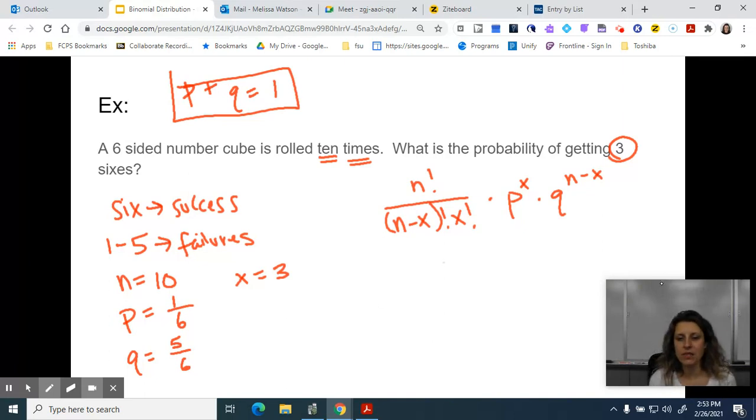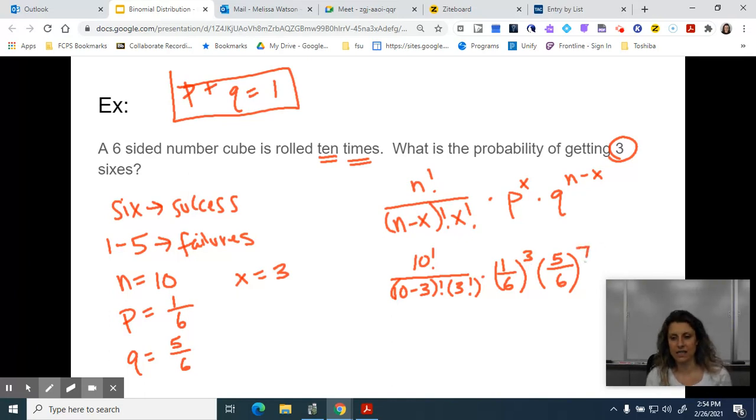Okay, if we plug in those numbers, N is 10 over 10 minus 3 factorial times 3 factorial times the probability of success, which is 1/6, and we want 3 of them, times the probability of failure, which is 5/6. And if we're rolling the die 10 times and we want 3 6s, that would leave 7 non-6s. Okay, you could also just take 10 minus 3 to get that exponent.